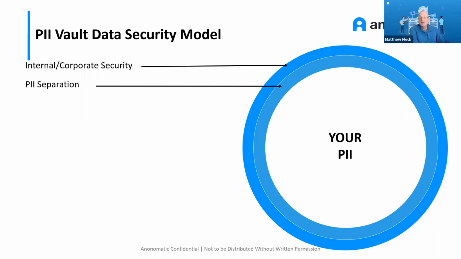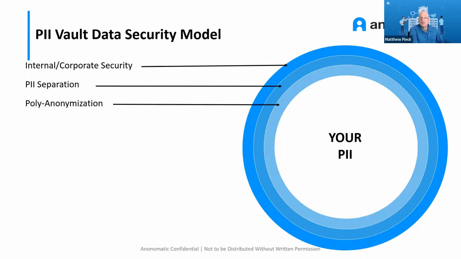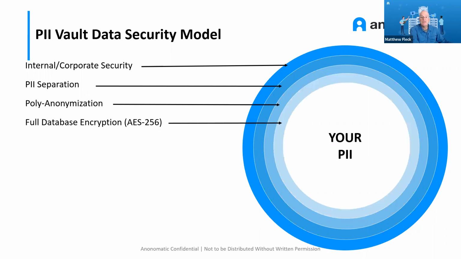Third is polyanonymization itself. With polyanonymization, no values used to represent an individual outside the PII Vault actually exist inside PII Vault. It's designed this way so that if anyone were to ever breach all of the protections and see the raw data in PII Vault, there would be no value that they could ever use to link the data outside the PII Vault with data that's on the inside. Of course, the entire database is fully encrypted with industry standard AES-256 encryption. This is where most solutions start and stop. It's in the middle of our model.